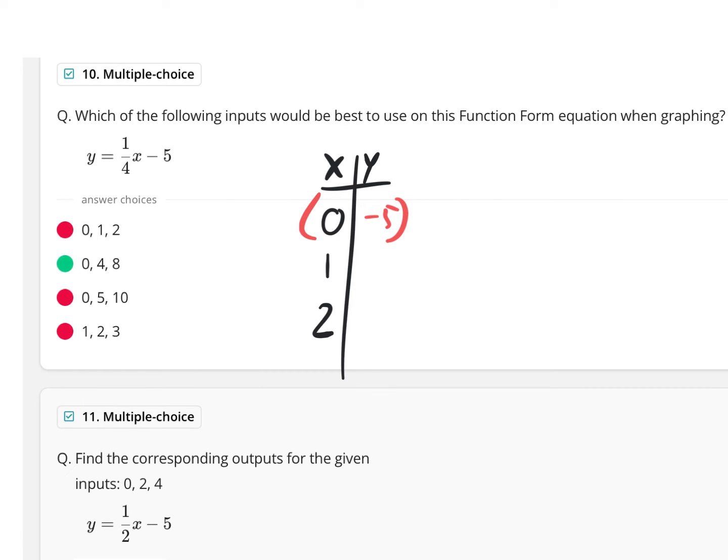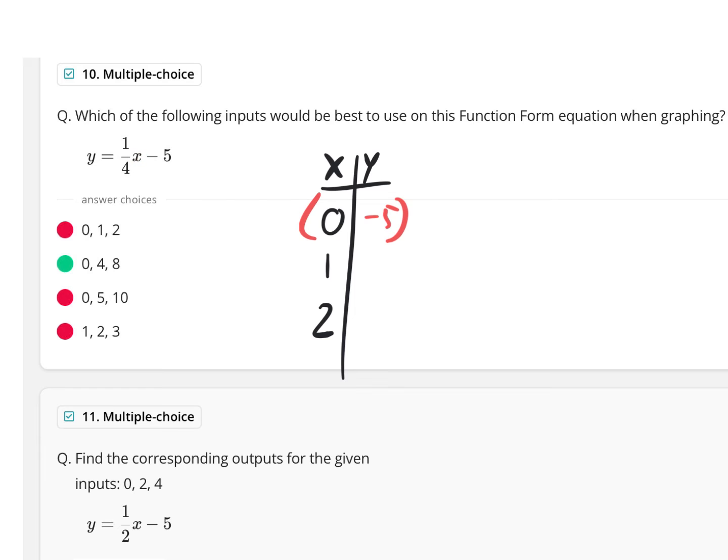So that gives you a beautiful coordinate 0, -5. But if you plug in a 1 right there, you're going to have 1/4 minus 5, and that's going to give you an ugly fraction. You don't want fractions, especially when you're graphing. It's nicer to have integers, nice whole numbers, right? Positive or negative numbers. So we don't want fractions, we don't want decimals. So obviously, when you have a fraction and you multiply by its denominator, that's when the fraction disappears.